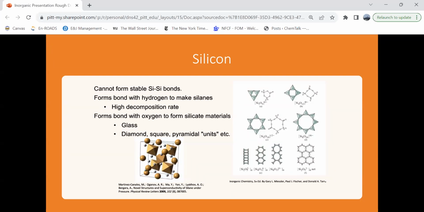Other bonding of silicate includes a diamond structure, a square structure, or even pyramidal units. Silicon can also readily react with halogens to form silicon halides.